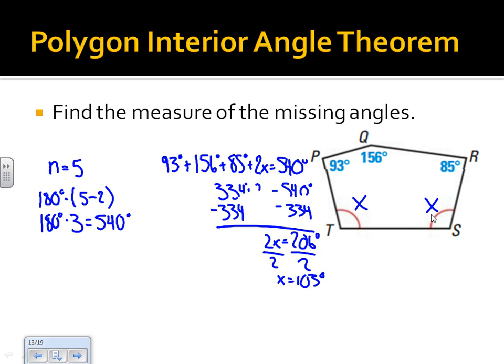How could you check this? Add them all up. So you know these are 103, right? If you add them all the way around, it should be 540. Mackenzie, did that work? Yeah, so Mackenzie already did it, so that's great. Any questions before we move on? We're going to try something different next. We okay?